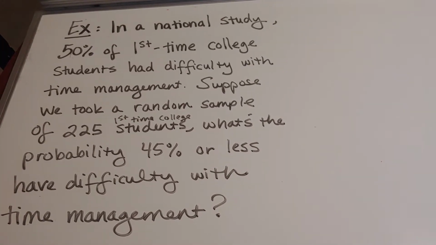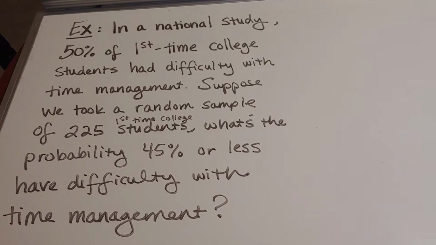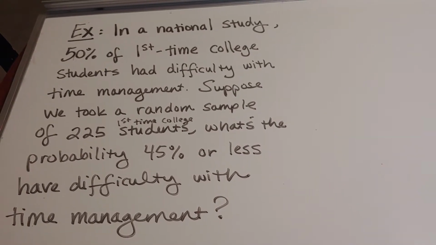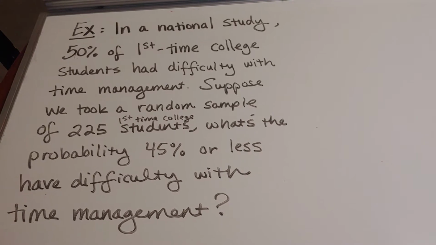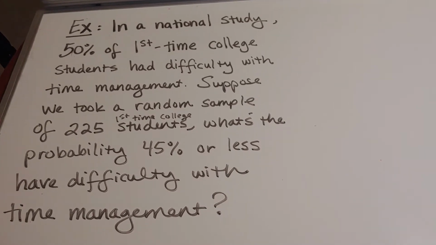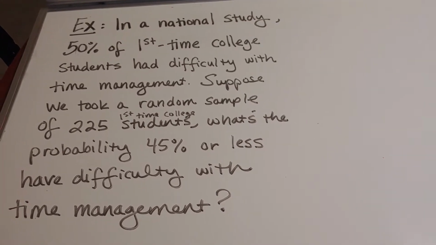In a national study, 50% of first-time college students had difficulty with time management. Suppose we took a random sample of 225 students. What's the probability 45% or less have difficulty with time management?